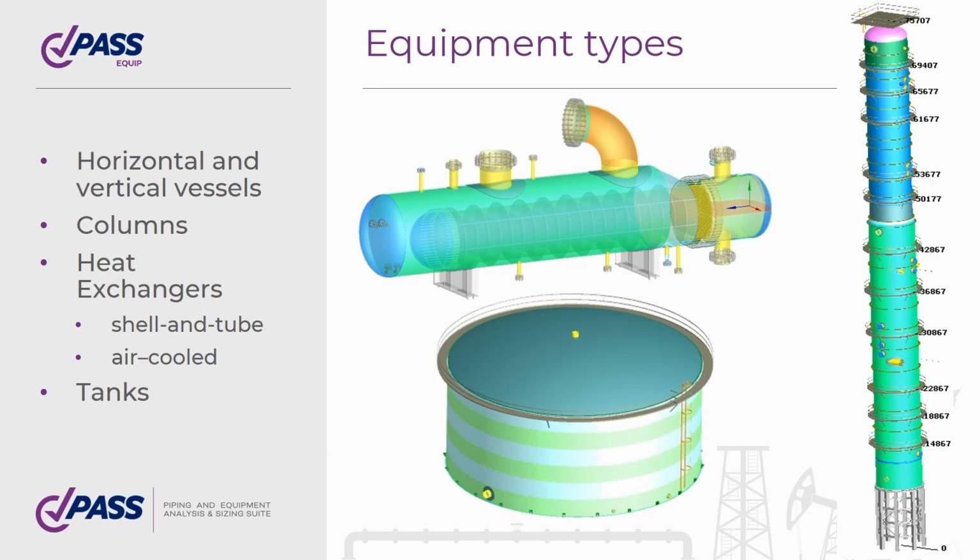Let's start with the types of equipment that Equip software helps to calculate. The Equip program is designed for calculating pressure vessels and apparatuses, including horizontal and vertical vessels, columns, heat exchangers, and tanks. It should be noted that all slides shown are models created in the Equip program.